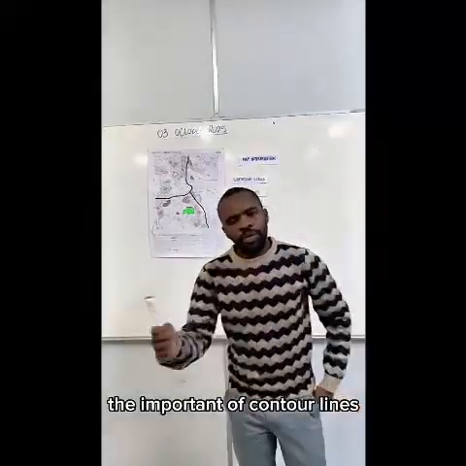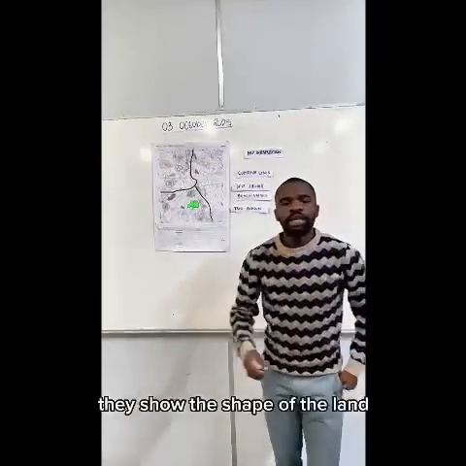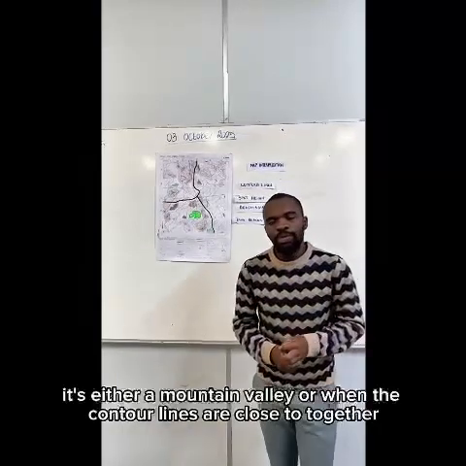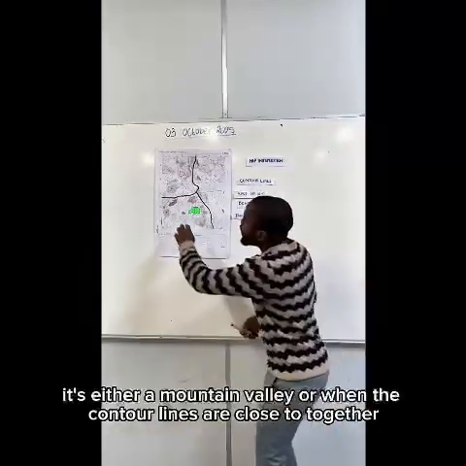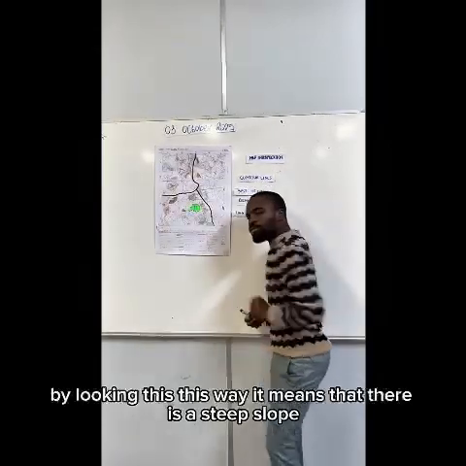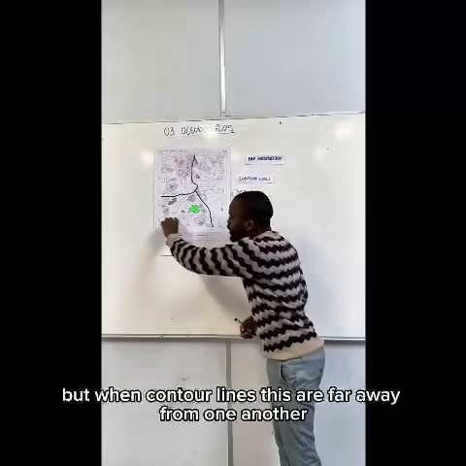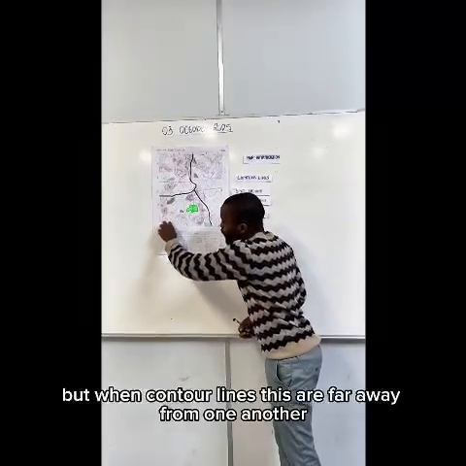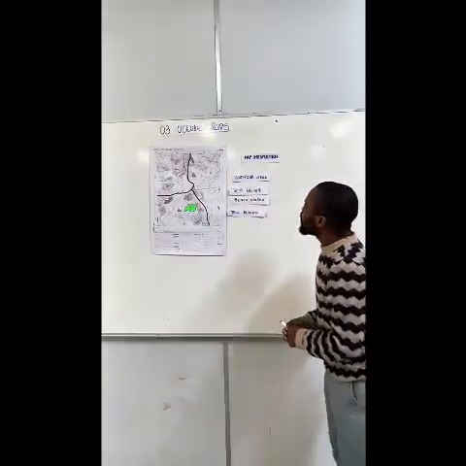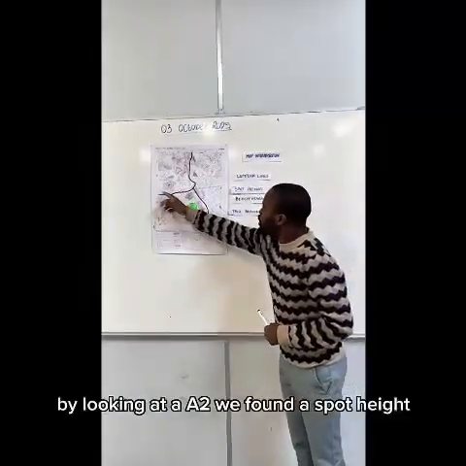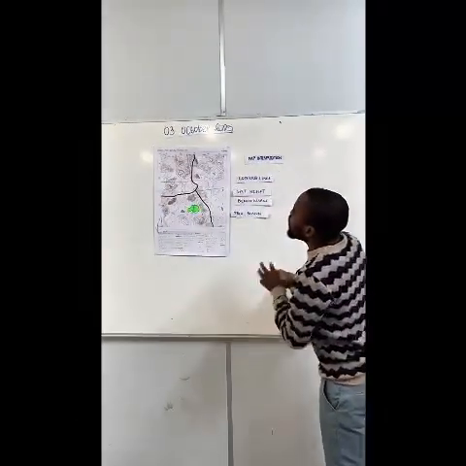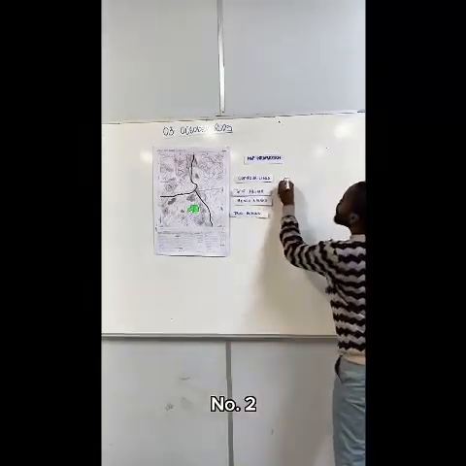The importance of contour lines: they show the shape of the land. It's either a mountain, valley, or a slope. When the contour lines are close together, by looking at this view, it means that there is a steep slope. But when contour lines are far away from one another, it means there is a gentle slope. Let's move forward. By looking at A2, we found a spot height number 2.